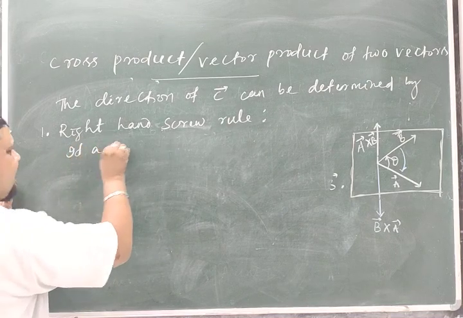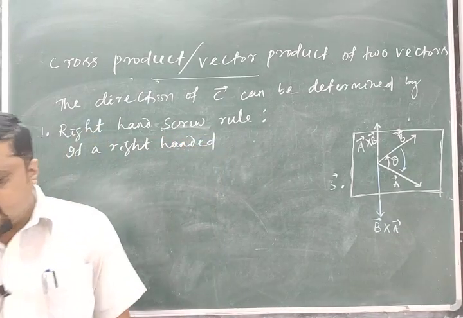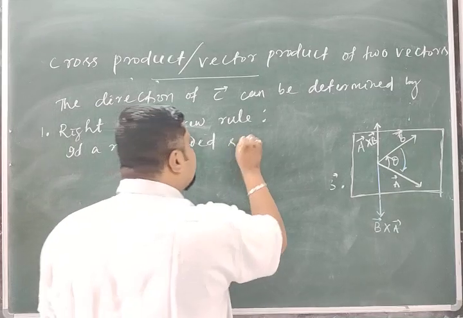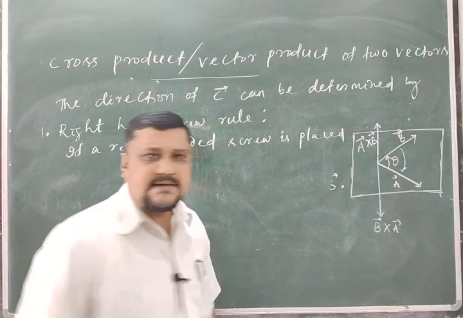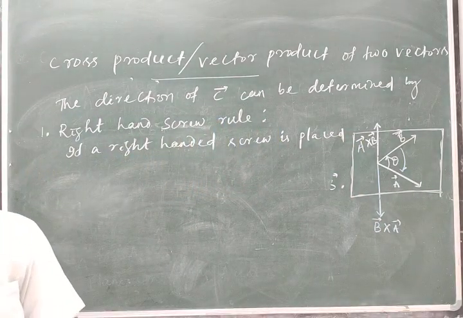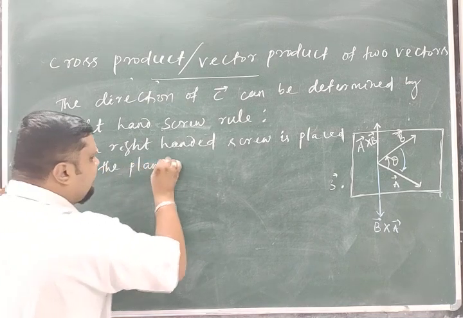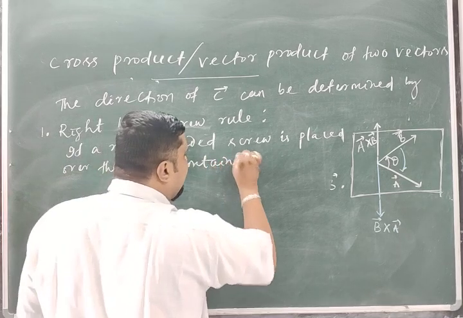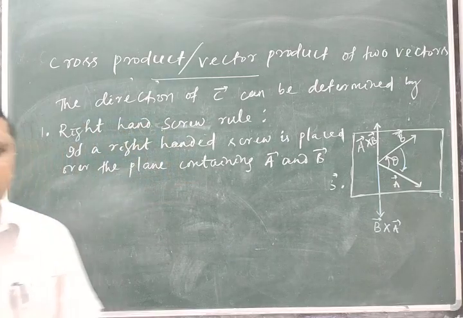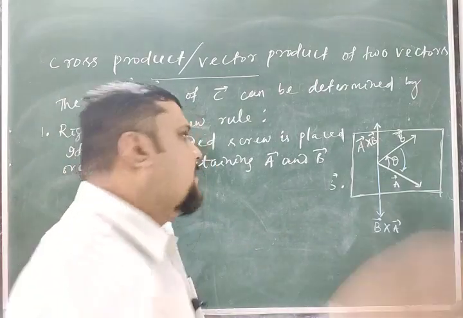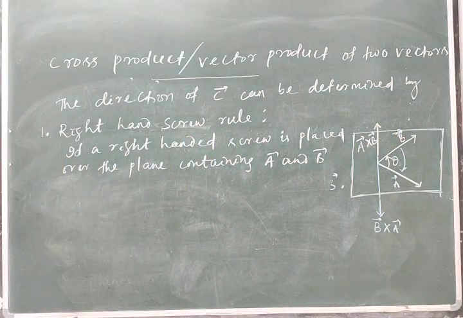If a right-handed screw is placed over the plane containing vector A and vector B. Place a right-handed screw means pick the screw in your right hand and place that on the plane having A and B.